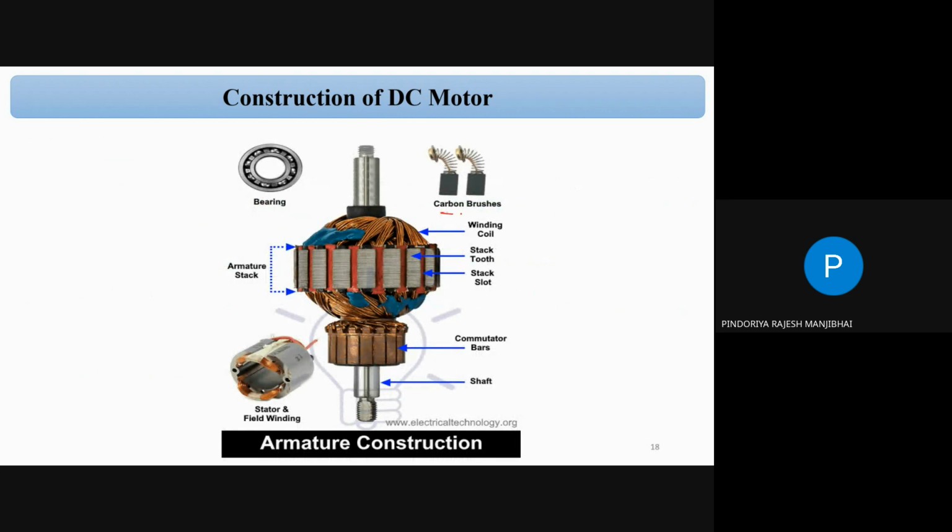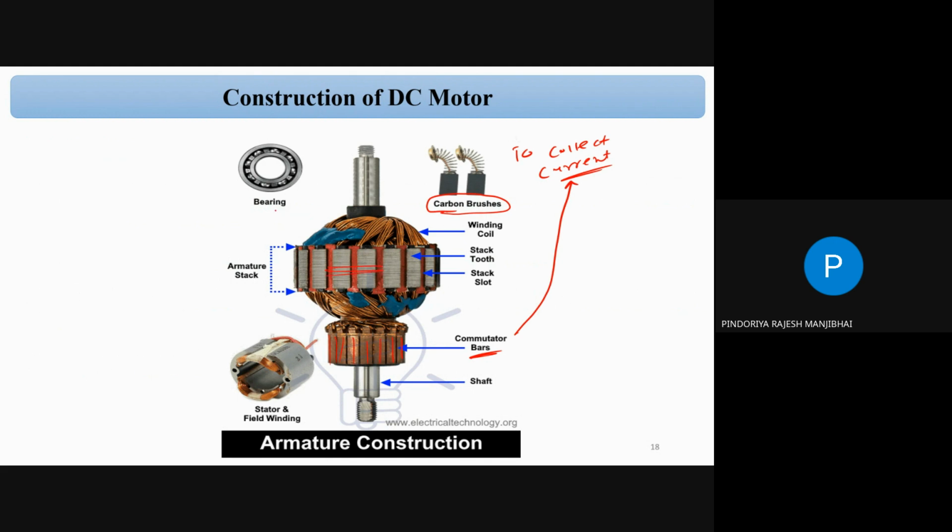Carbon brushes. So what is the use of carbon brushes? The carbon brushes are used to collect the current. From where do we collect the current? From the commutator. Correct. So you can see the commutator bars: 1, 2, 3, 4, 5, 6, 7, 8. Depending on the machine's application and the power rating, we can use a different number of bars, but the minimum is 2. Correct. And this is your armature.